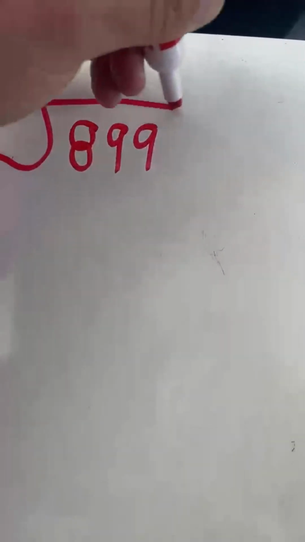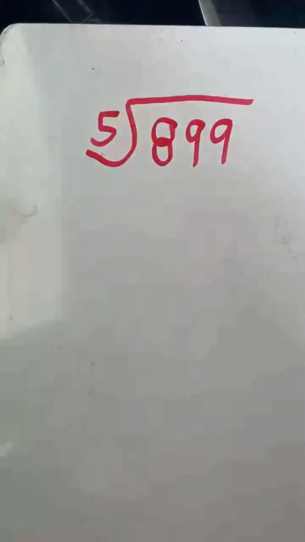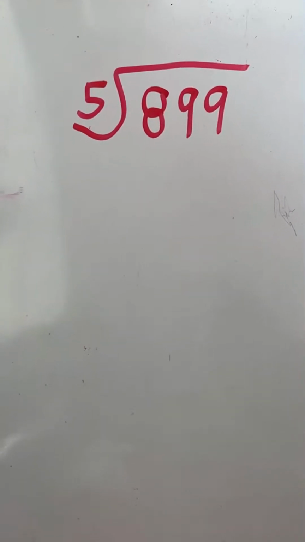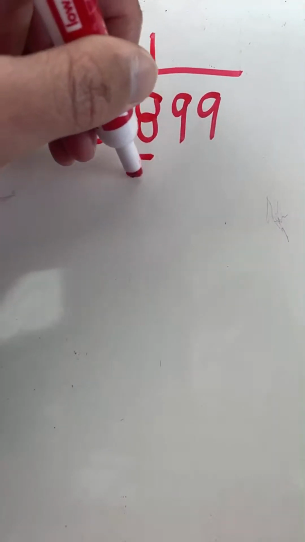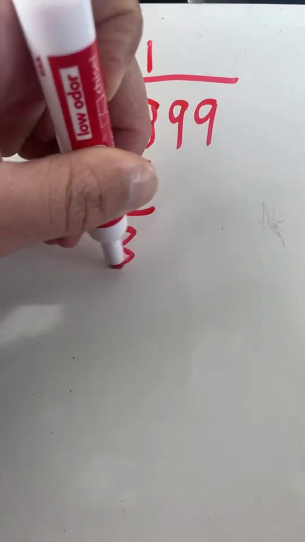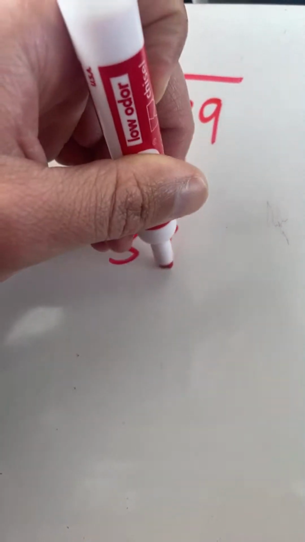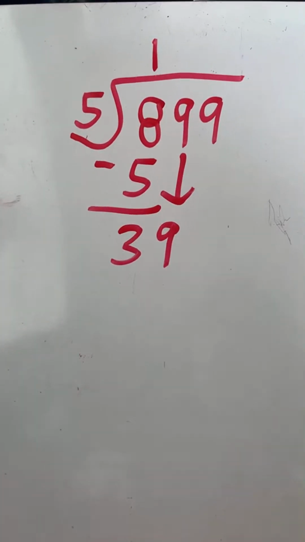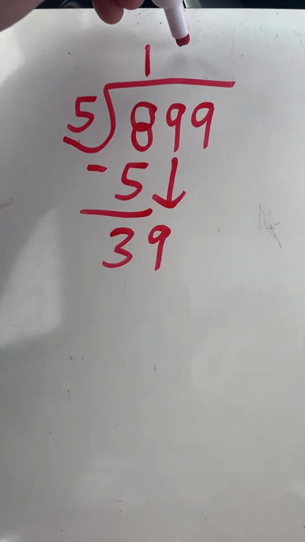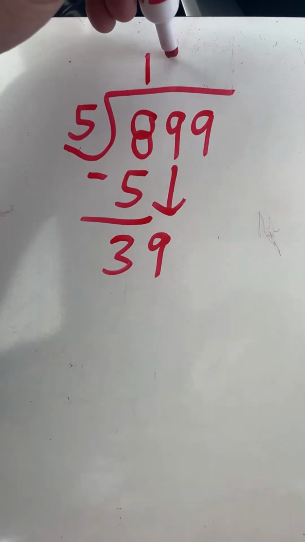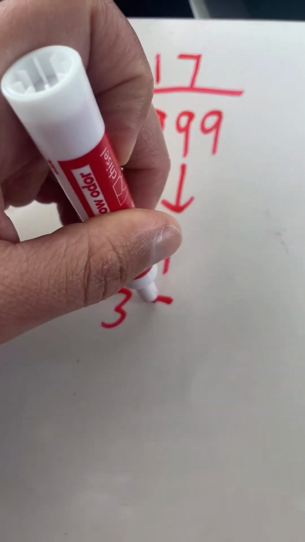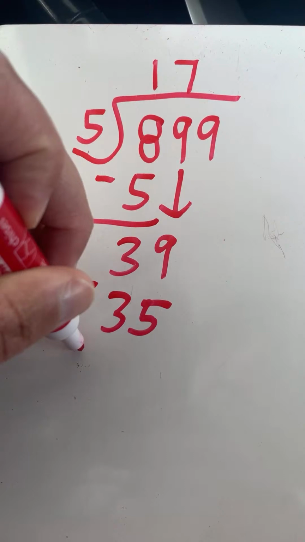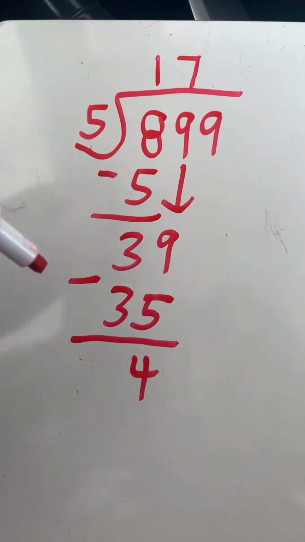So 899 divided by 5. So let's say we have one where there is a remainder. 8 divided by 5 equals 1. 1 times 5 is 5. 8 minus 5 equals 3. We bring down the 9. 39 divided by 5 equals 7. 7 times 5 equals 35. 39 minus 35 equals 4.